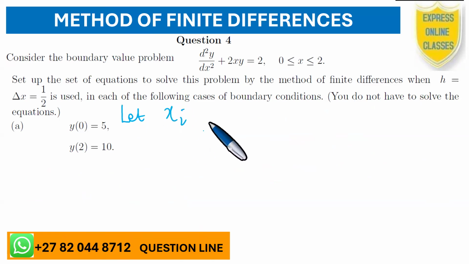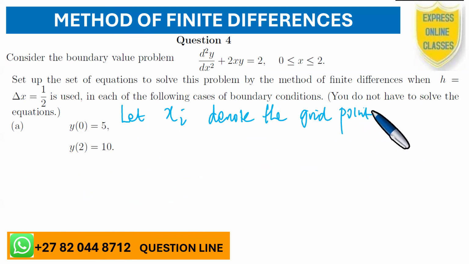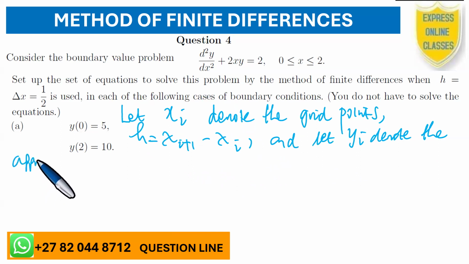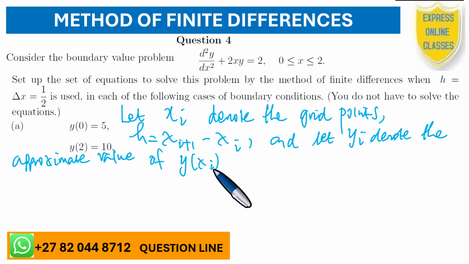Right, so let xi denote the grid points, and let h equal xi plus 1 minus xi, and let yi denote the approximate value of y at xi.